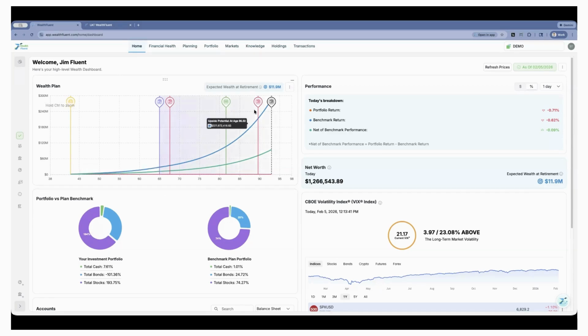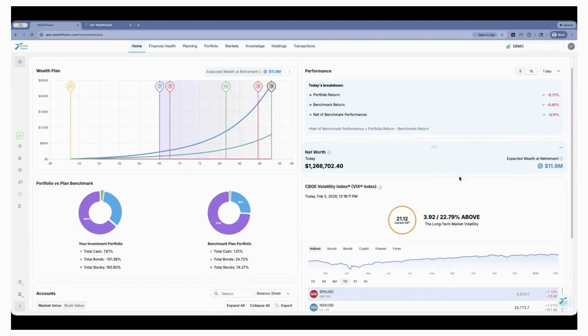You're able to see a glimpse into the wealth plan. Users are able to see what their current net worth is, what their net worth is expected when they're retiring, or if they are retired, this will flash what their wealth is expected at the end of life.